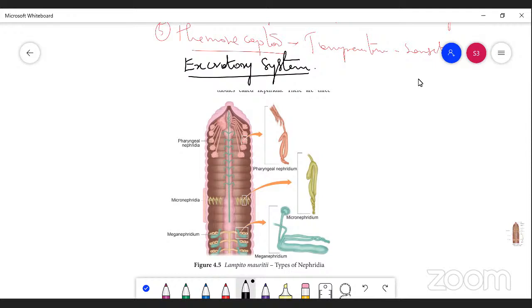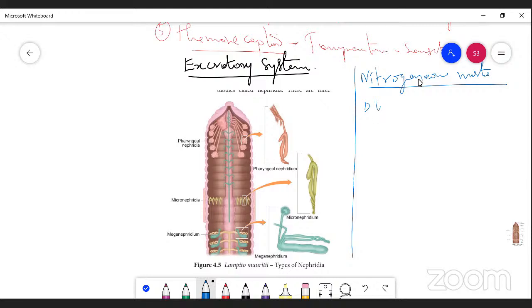From the animals, there are three different types of excretory materials. All the excretory materials are called nitrogenous waste materials. So what are the nitrogenous waste materials? One is urea. Second one is ammonia. And third one is uric acid. So three different types of nitrogenous materials are there.